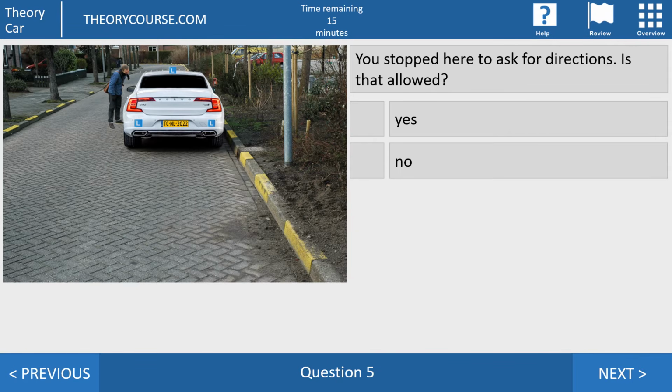Question number 5. You stopped here to ask for directions. Is that allowed? Yes or no? The right answer is no. At a broken yellow line, you may only stop to let passengers in or out of your car, or stop to load or unload goods and nothing else. Ask for directions, not allowed. Pick up the phone, answer the phone, not allowed. Send a WhatsApp or SMS, not allowed. Only let passengers in or out your car and load or unload goods. Nothing else at a broken yellow line.